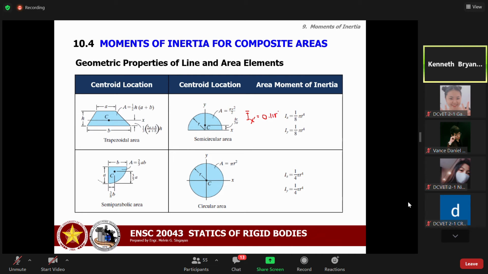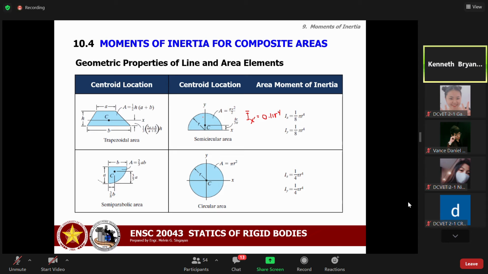is 0.11 r to the fourth. Bakit naging 0.11 r to the fourth? Doble ng quarter circle. Because the centroid of a semicircle is the same as the quarter circle from the x-axis. Para silang 4r over 3 pi. So therefore, pwede mong i-add yung moment of inertia ng dalawang quarter circle. 0.055 times 2. Kaya 0.11 r to the fourth.